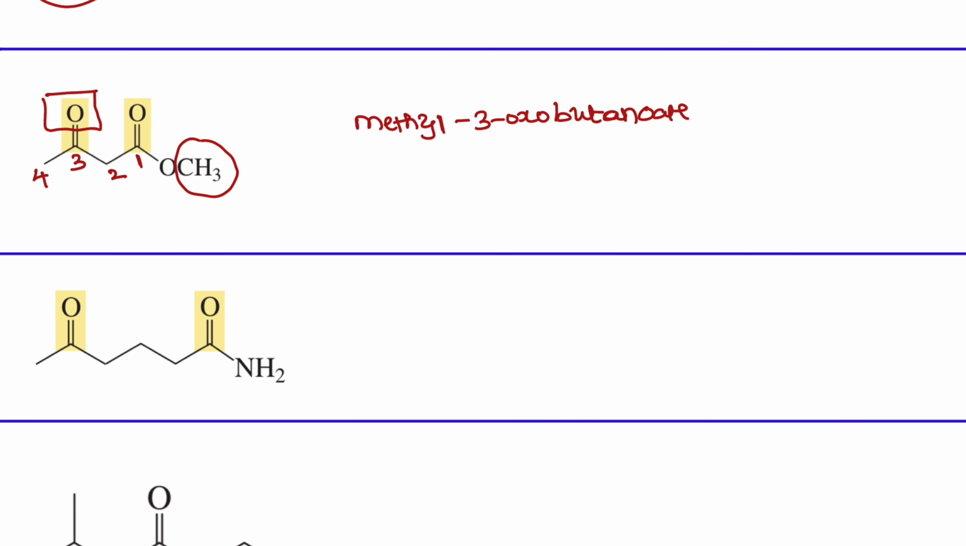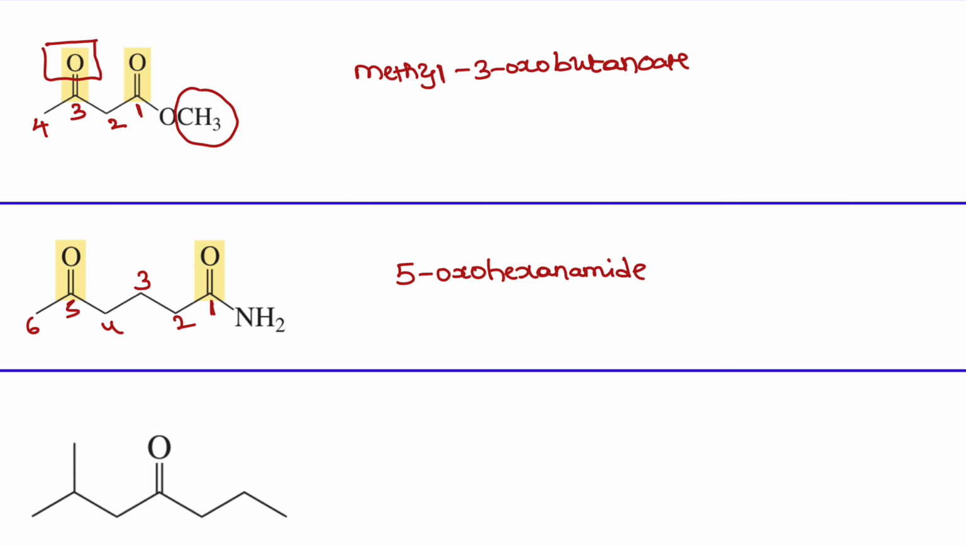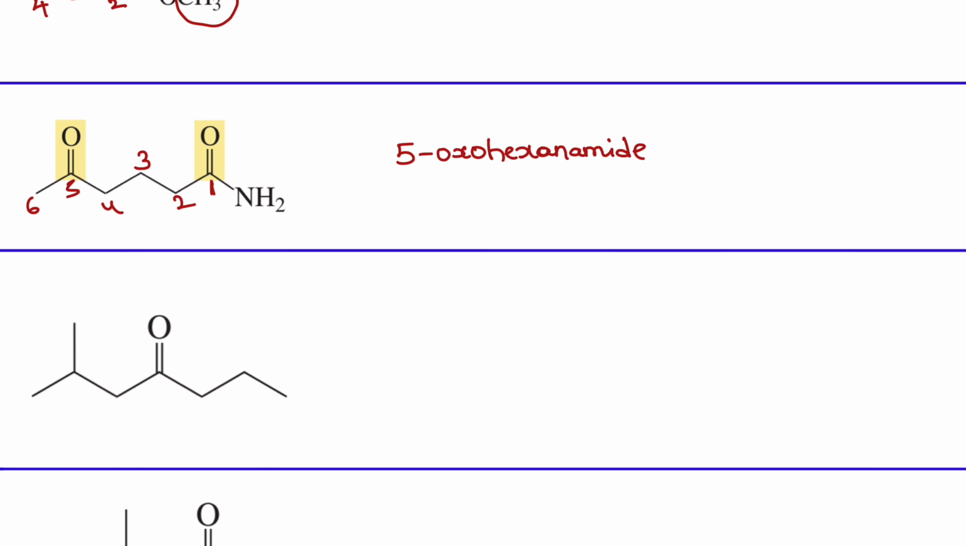You have amide and ketone. Again, amide receives more priority. First carbon, second carbon, third, fourth, fifth, and sixth. It is a 5-oxo hexanamide. And here we have a ketone functional group. 1, 2, 3, 4, fourth position. 1, 2, 3, fourth position. From both the sides, the functional group is getting the same priority.